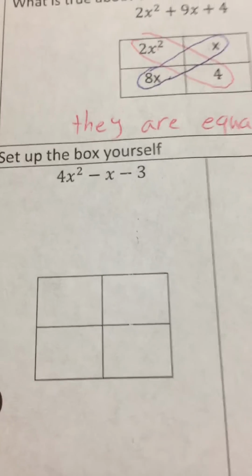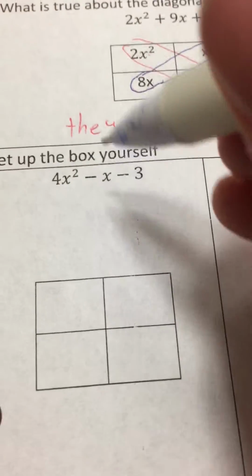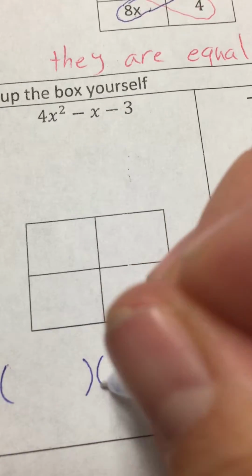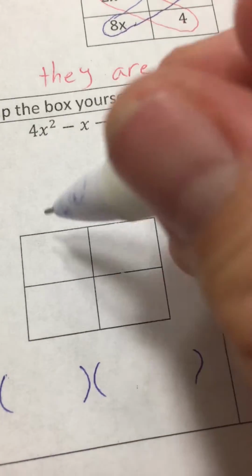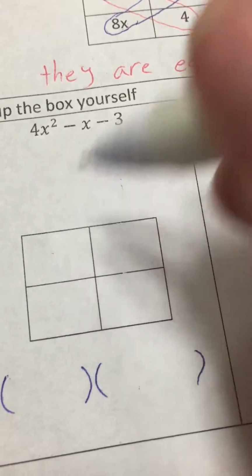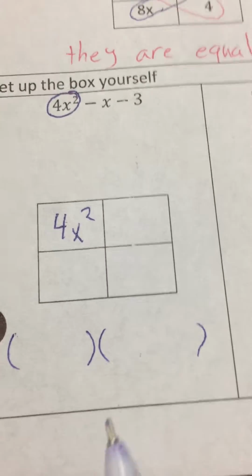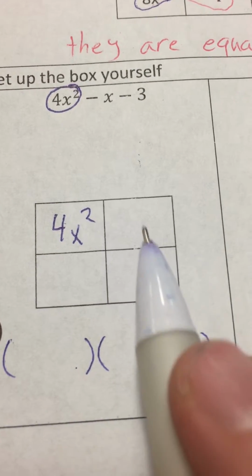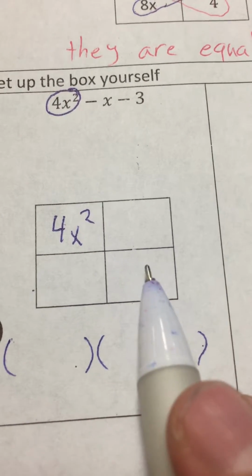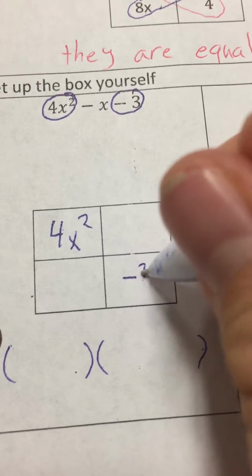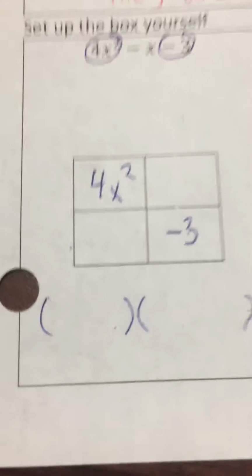So how do we set it up from scratch? The first thing we're going to do is figure out what goes into these boxes. Now, from these two factors, when you multiply them out, the first two terms will multiply to give you the leading term, so we'll put 4x squared here. And when you multiply these last two pieces, you'll get the last term, so it'll be the same as this -3.